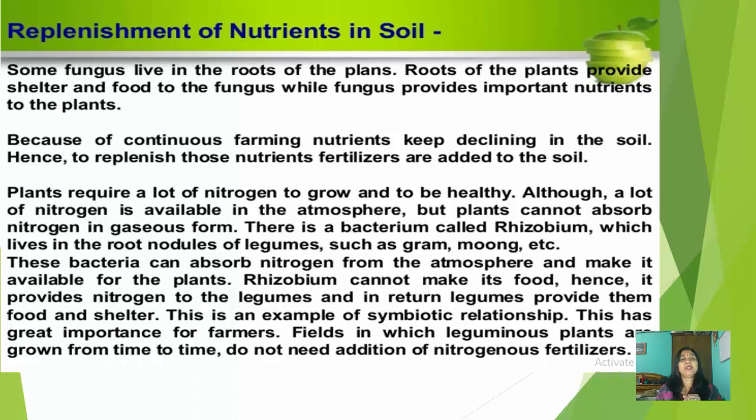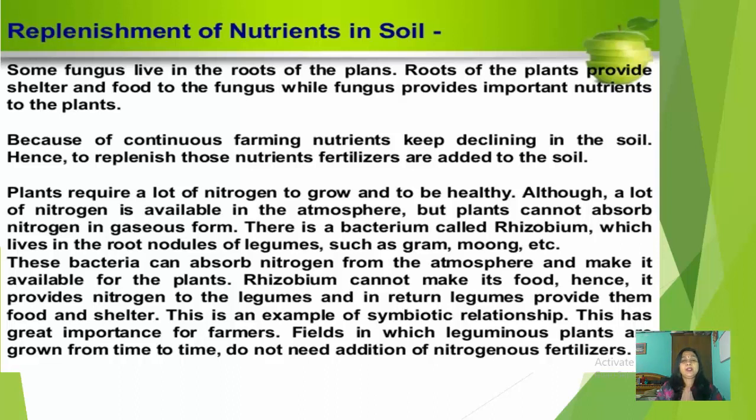So to replenish these nutrients, what is done? Fertilizers or manures are added to the soil. Plants require a lot of nitrogen to grow and to be healthy. Although a lot of nitrogen is available in the atmosphere, we know the percentage of nitrogen in the atmosphere is 78%. But still that nitrogen is not used by the plants. The plants cannot absorb this nitrogen, which is in the gaseous form. The nitrogen which is present in the atmosphere is in the gaseous form.